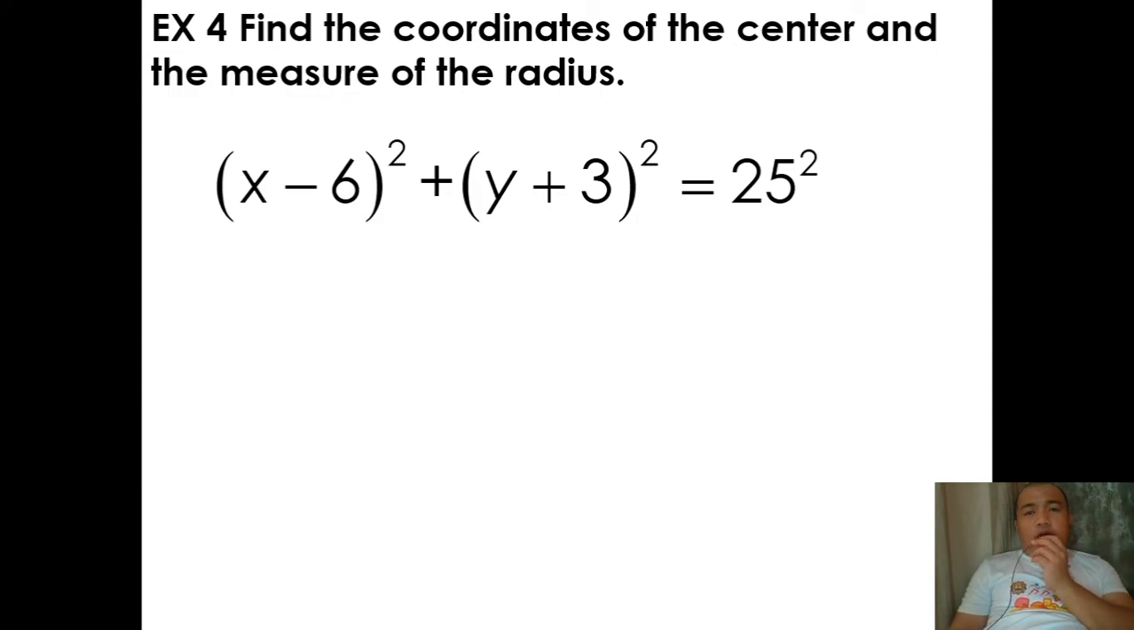Now find the coordinates of the center and the measure of the radius of the equation (x minus 6) squared plus (y plus 3) quantity squared equals 25 squared. That's very easy. Center and radius can be easily recognized in the equation of circle given in standard form. So h is 6, k is negative 3, while r is 25.